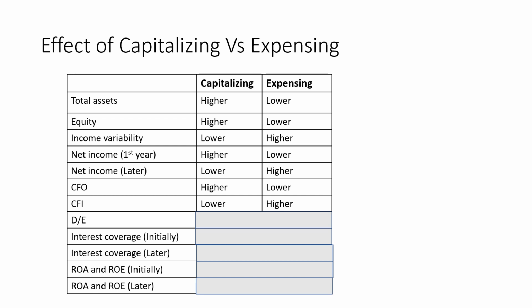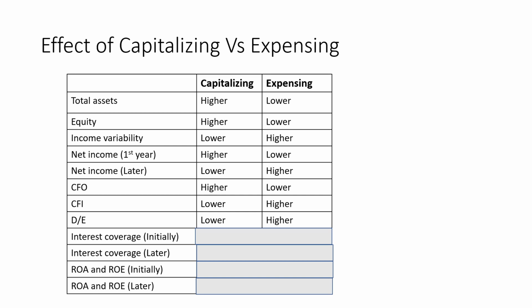So when we are going to capitalize, we know that the equity value, or the denominator value, would be higher. Then the capitalizing cost would have a lower impact on the gearing ratio. However, if we are going to record it as an expense, our denominator equity value will be reduced. As a result, the debt to equity ratio, or the gearing, will be higher. Let's see the impact on the interest coverage.